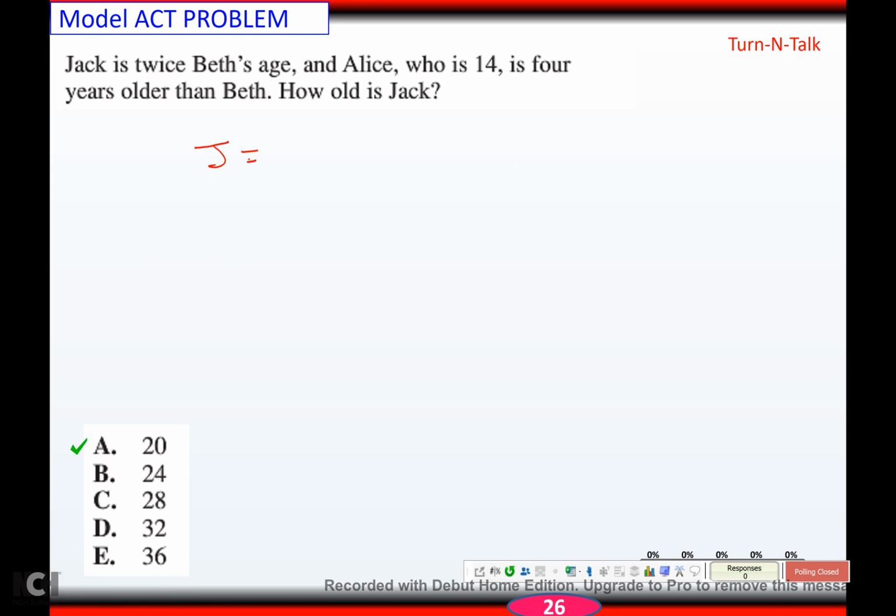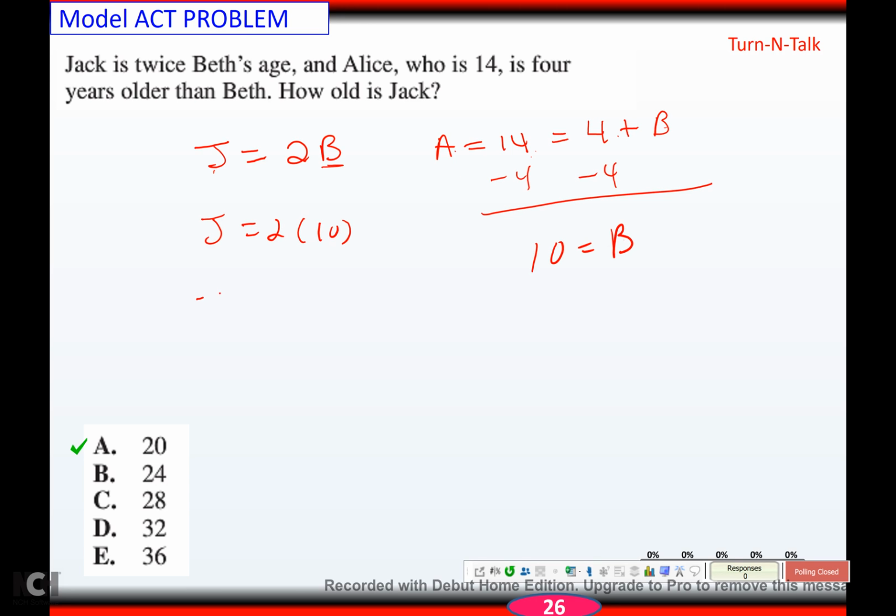All right, Jack is twice Beth's age. Alice, who is 14, is 4 years older than Beth. How old is Jack? Well, if I could figure out how old Beth was, I could figure out how old Jack is. Oh, but it said that Alice is 14, which is 4 years more than Beth. So to figure out Beth, take away 4 from Alice, and you get Beth equals 10. So if Beth is 10, then Jack is double that. So Jack would be 20, and Beth would be 10.